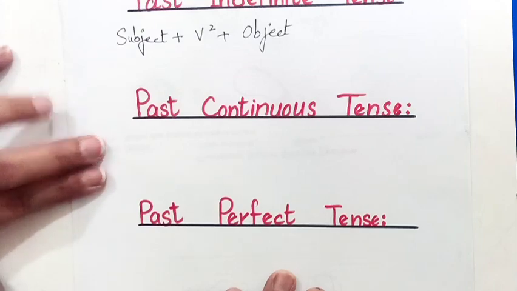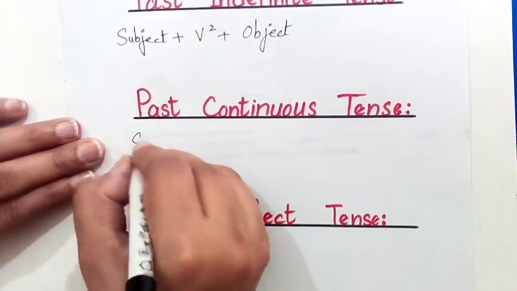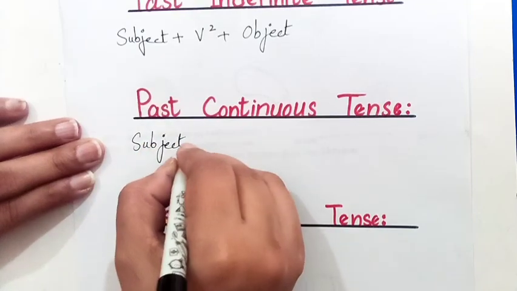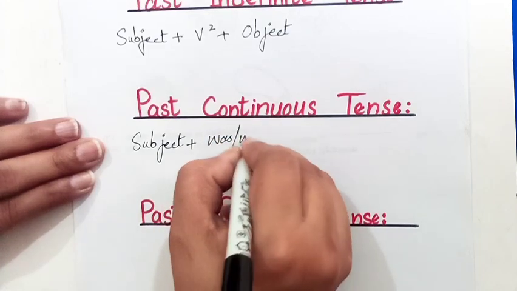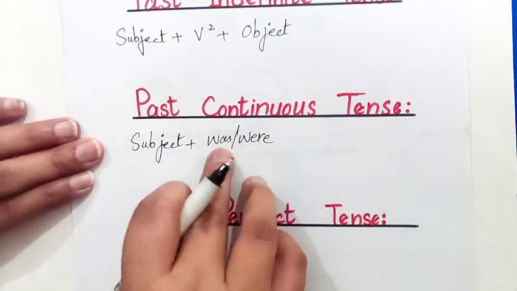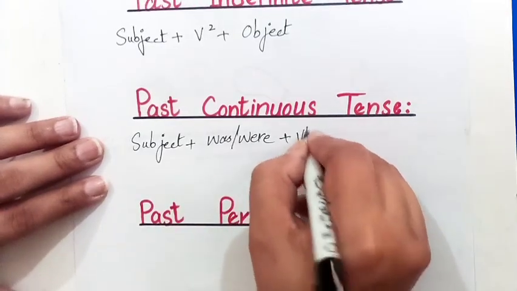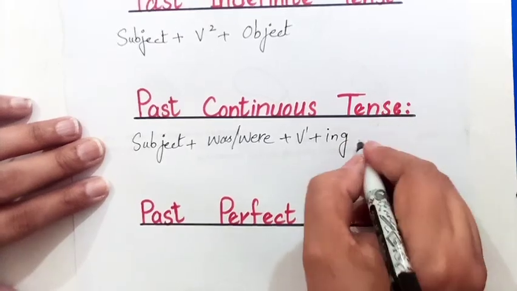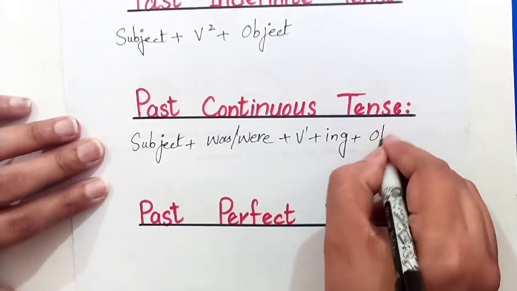Now I will write the formation of past continuous tense. The formation is subject plus was or were. We use was or were according to our subject, plus V1 plus ing, that shows the continuity, plus object.